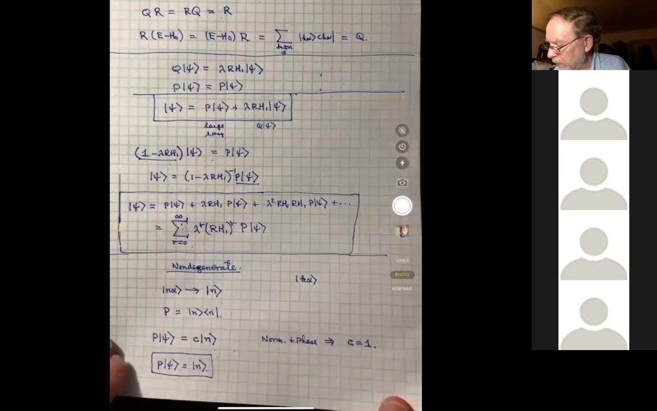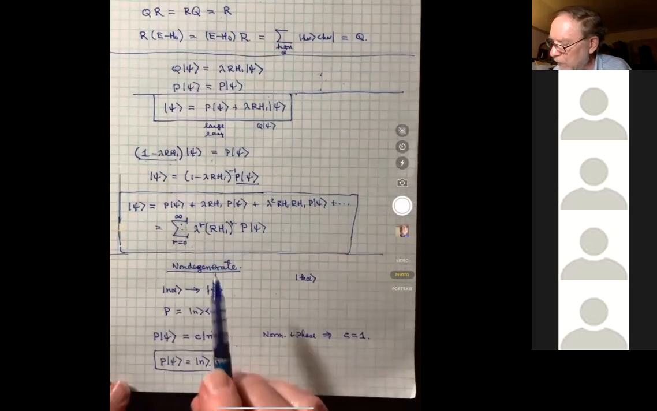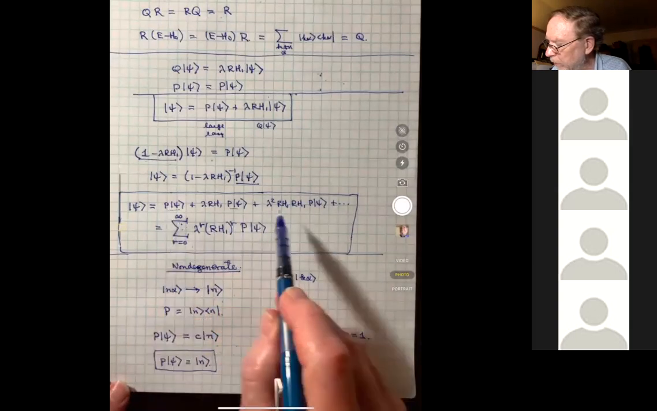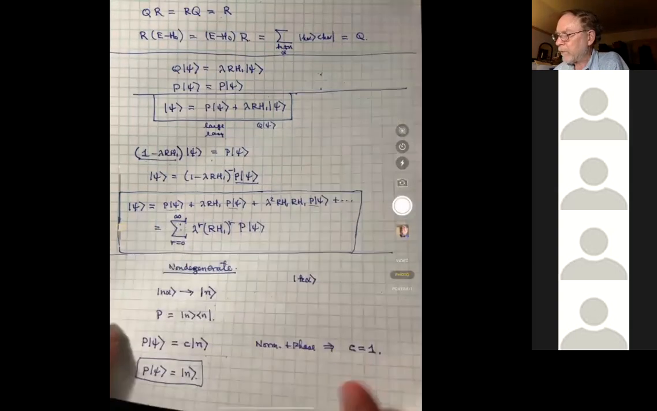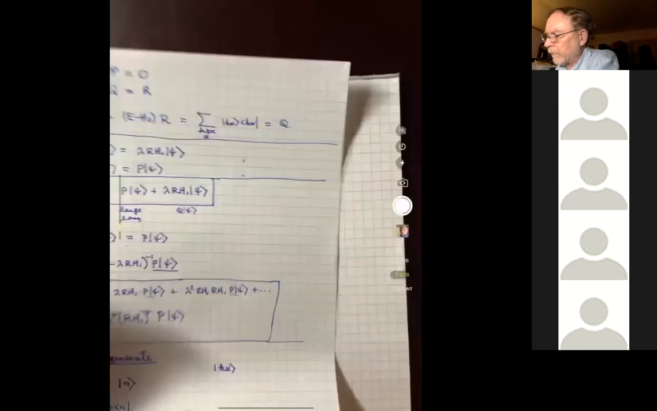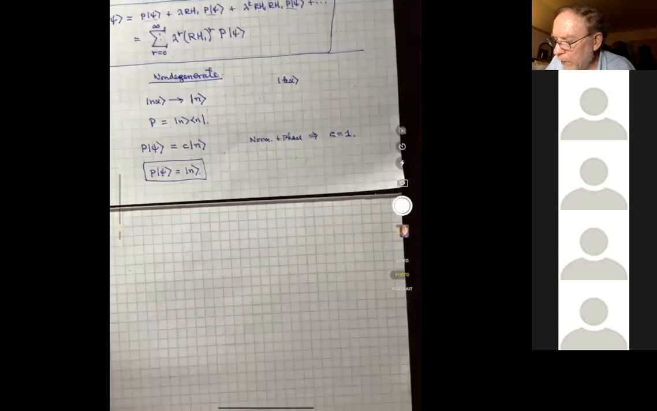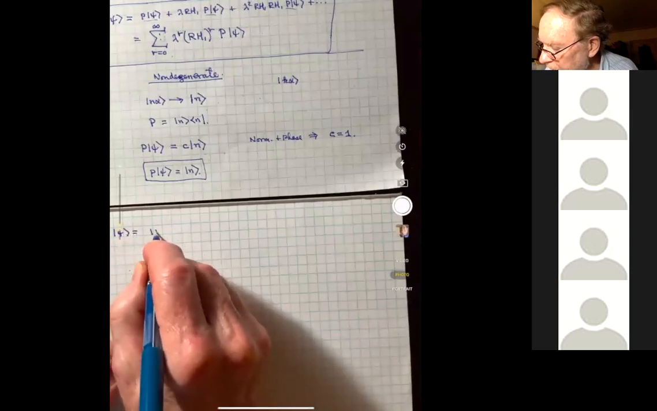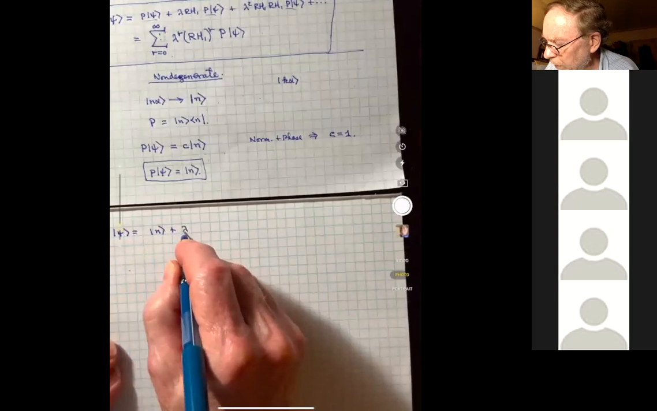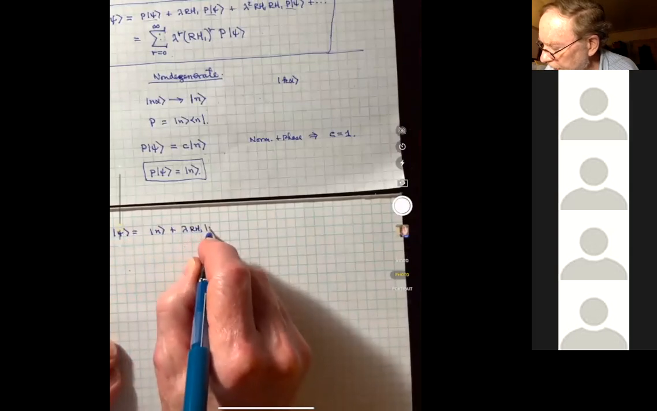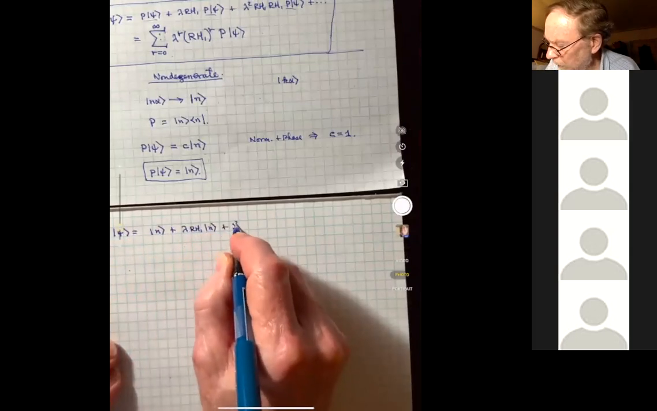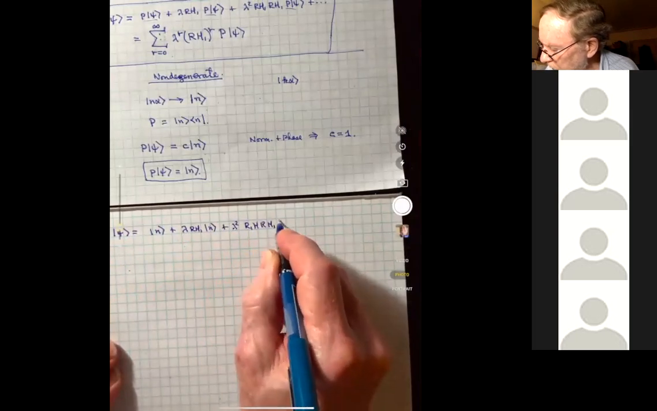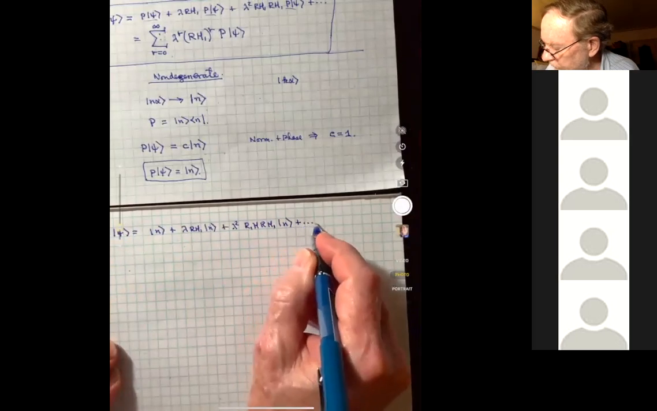So let's do that. If P psi is equal to n, then I can substitute it into my famous series up here, and all these P psi factors just become equal to n. Let me write out what we get. The series now looks like this: psi is equal to n plus lambda R H1 applied to n plus lambda squared R H1 applied to n, et cetera. This is the series.